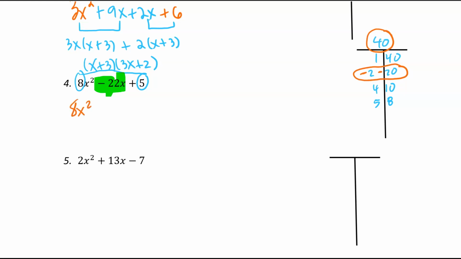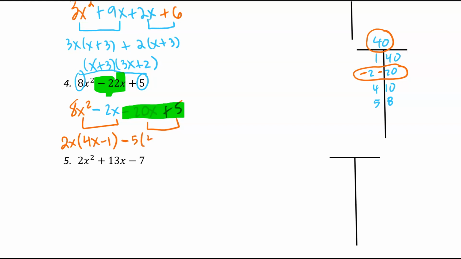So 8x squared minus 2x minus 20x plus 5. Then we group. You can take out a 2x, 4x minus 1. And then for negative 20 plus 5, what could we take out of that? If we took out a negative 5, it will work out because then we get that positive 4x minus 1. So the final answer is 4x minus 1 times 2x minus 5.